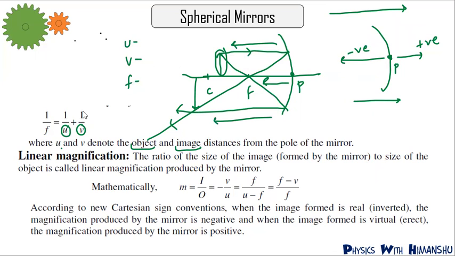All three will be negative, and they will be related by this formula: 1 upon V plus 1 upon U equal to 1 upon F. And remember, distances are always measured from the pole of the mirror. And there's an important thing, that is magnification.